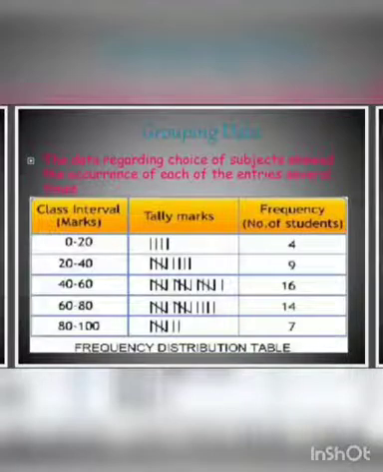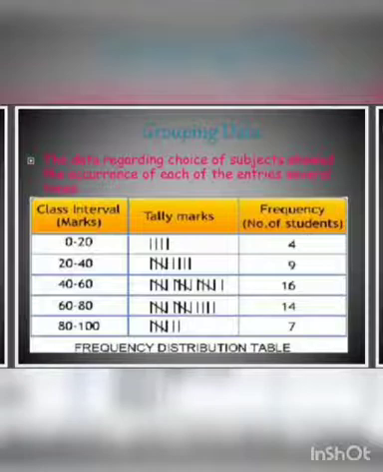Grouping data. After getting the raw data, we need to group the data in an order. The data regarding the choice of subject showed the occurrence of each of the entries several times. Suppose children, if your exam is for 100 marks, then I want to see how many students got the marks between 0 to 20, 20 to 40, 40 to 60, 60 to 80 and 80 to 100. Suppose 4 students got the marks between 0 to 20, then I am going to represent it in the form of tally marks.